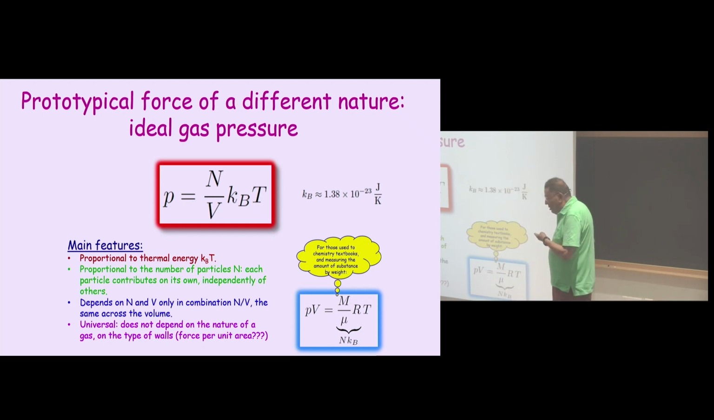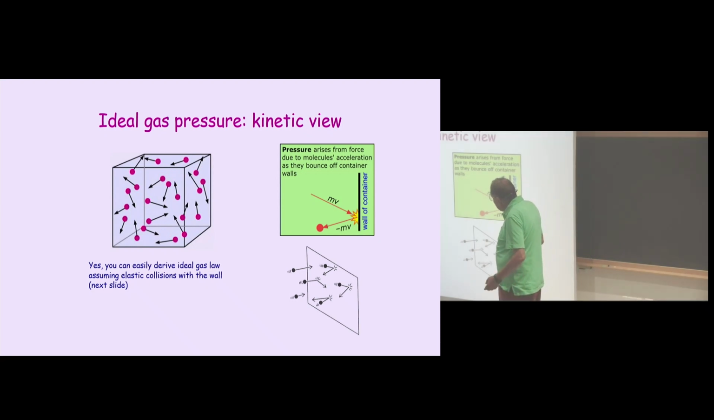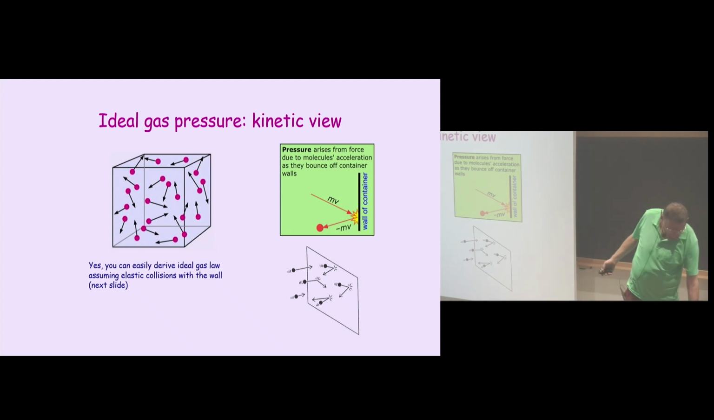So if you look at this formula, you learn a lot. Indeed, as I told you, this pressure is due to thermal motion of the molecules, and probably most of you have seen a derivation of this ideal gas law based on how molecules collide and transfer momentum to the wall.